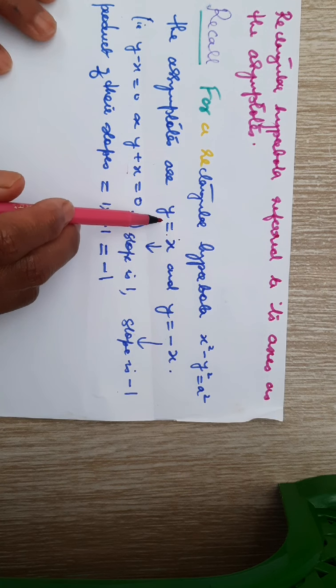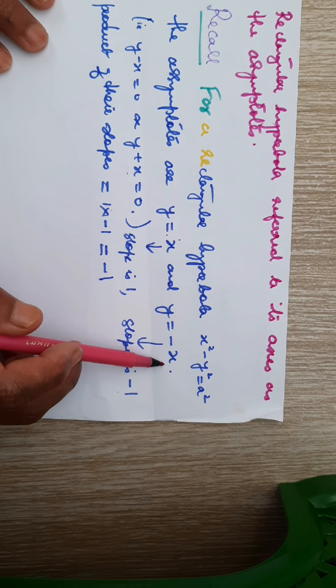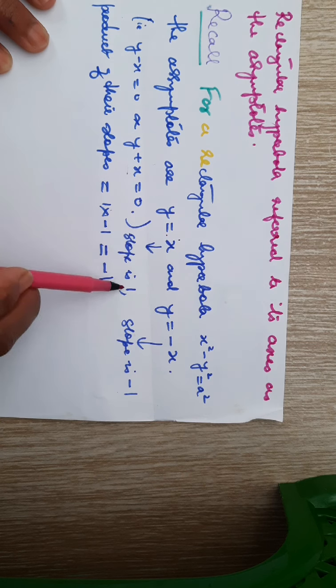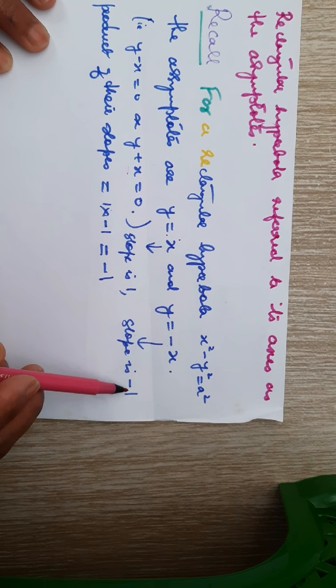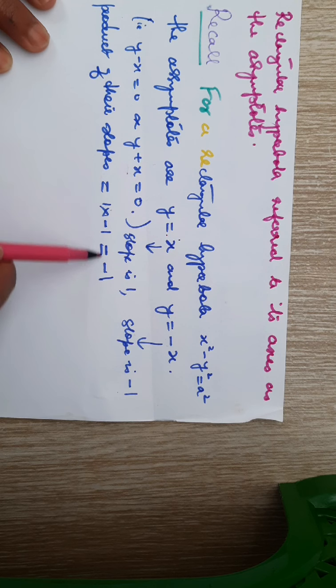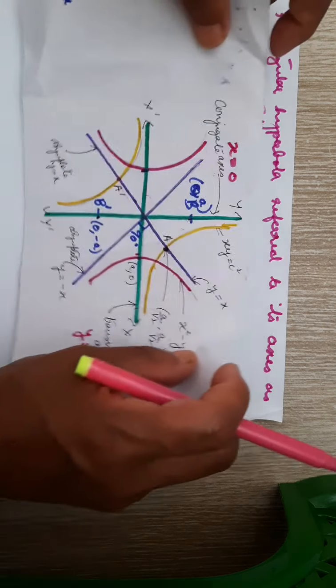Now for a rectangular hyperbola, x square minus y square is equal to a square. We know that asymptotes are given by the equation y is equal to x and y is equal to minus x. Now from here you can see that the slope of this first asymptote is 1 and the slope of the second asymptote is minus 1. And if you take the product of their slope, it will be 1 into minus 1 is equal to minus 1. That means the two asymptotes are perpendicular to one another.